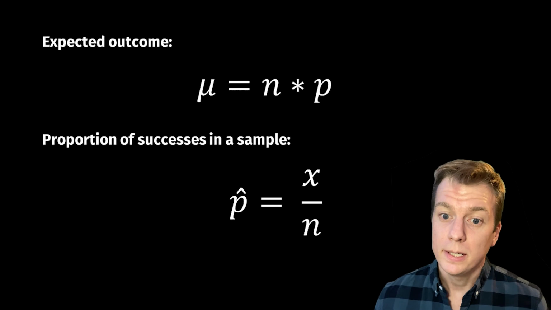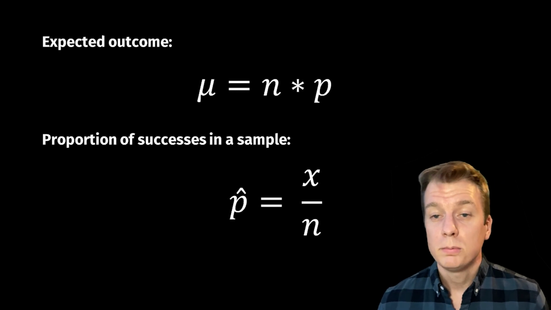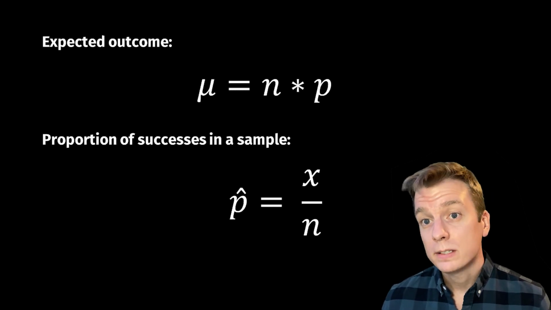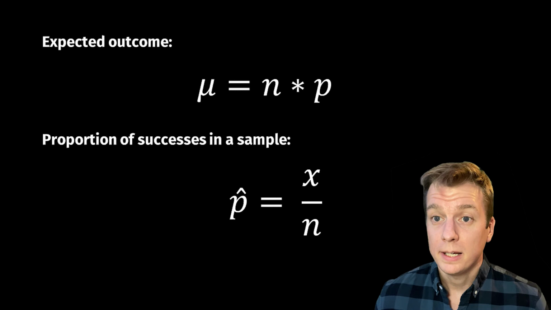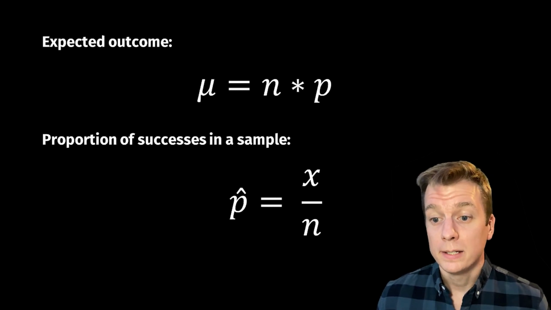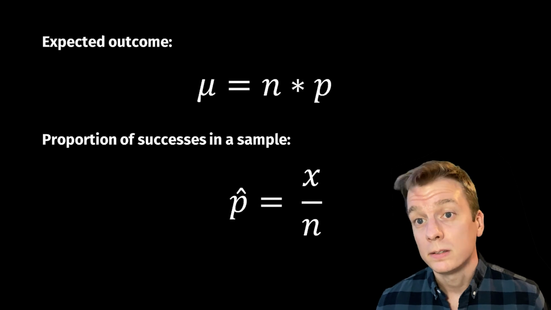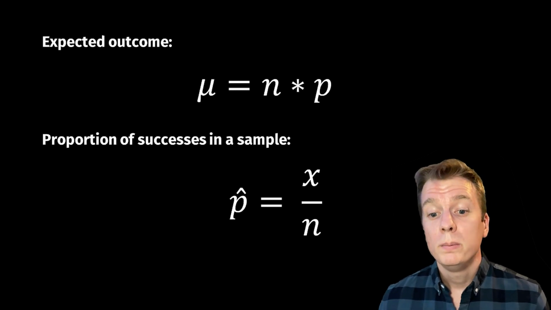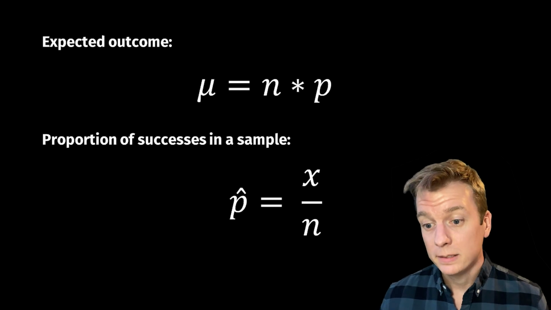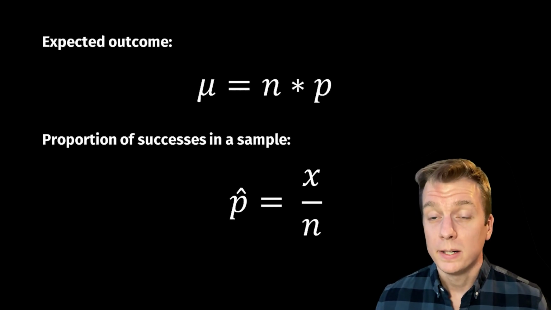In a binomial test, we are comparing against an expected outcome. That outcome is the expected number of successes in a fixed number of trials. We represent that as mu equals n times p. And so that's the number of trials times the underlying probability. We can also estimate the proportion of successes in the sample as p hat, which equals x divided by n.